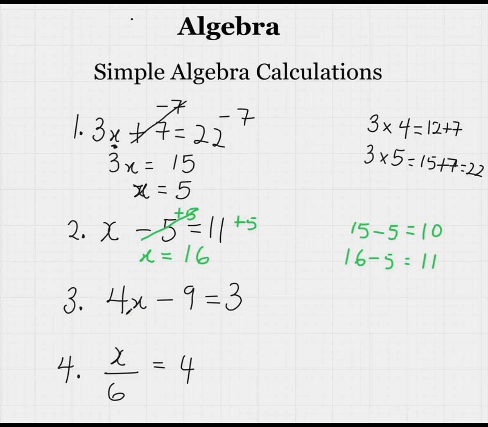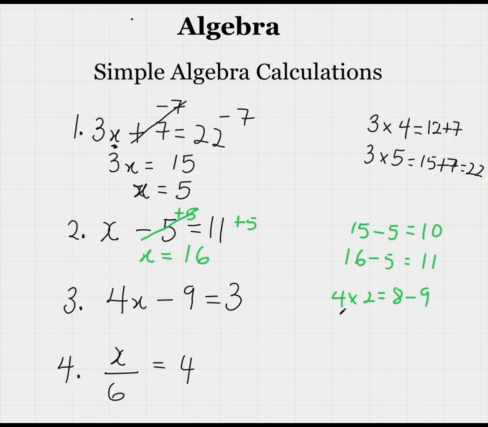The third question, if we have 4x minus 9 is equal to 3. Think of a number that when you multiply by 4 and take out 9 from the number would give you 3. Using the guess game, let's take x to be 2. So 4 times 2 would give us 8. And if you take out 9 from 8, obviously it doesn't give you 3. And so you know the number or x cannot be 2.